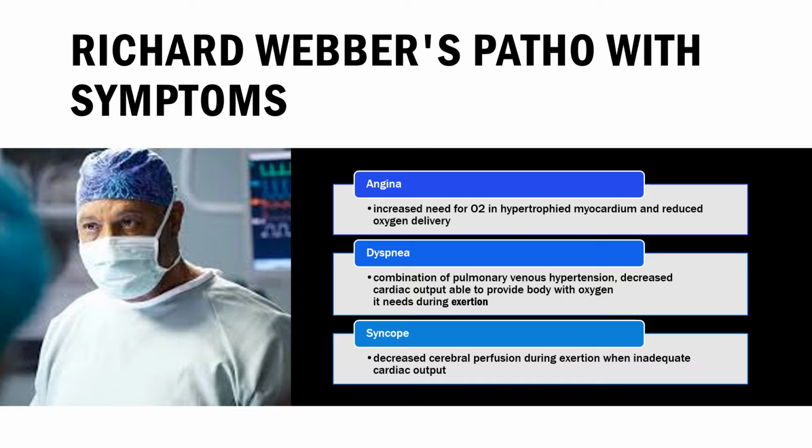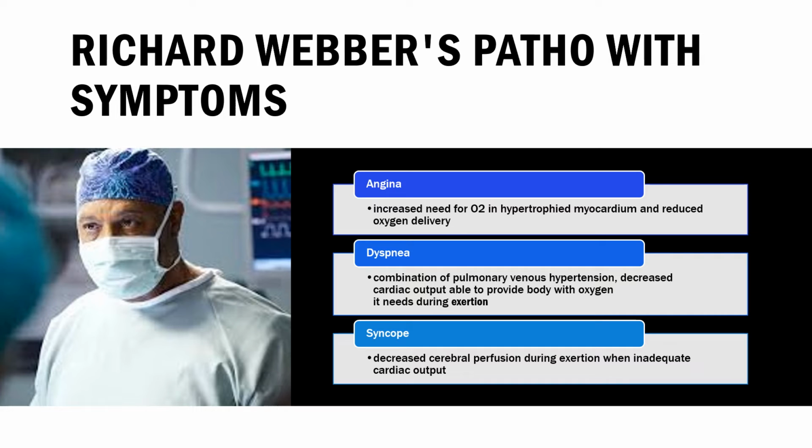Let's talk about what's causing Dr. Weber's symptoms. Angina or chest pain is caused by the heart's increased need for oxygen. When the heart muscle becomes hypertrophied, the demand for oxygen increases. The myocardium is unable to get the amount of oxygen it needs, and it causes the chest pain.